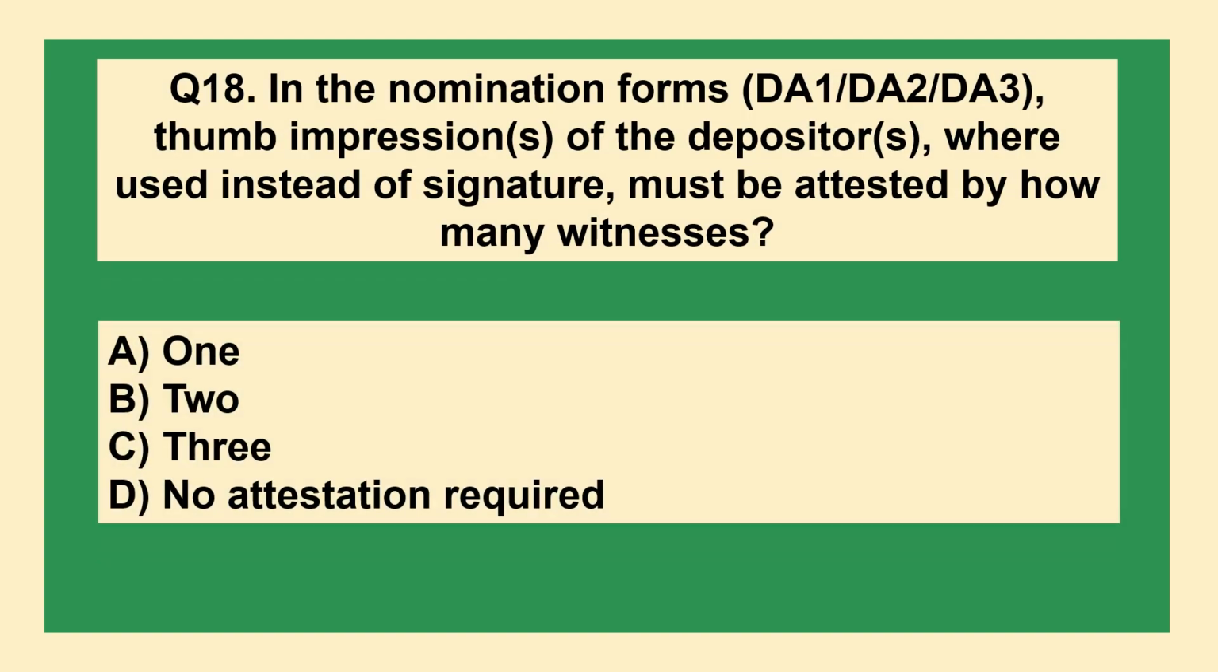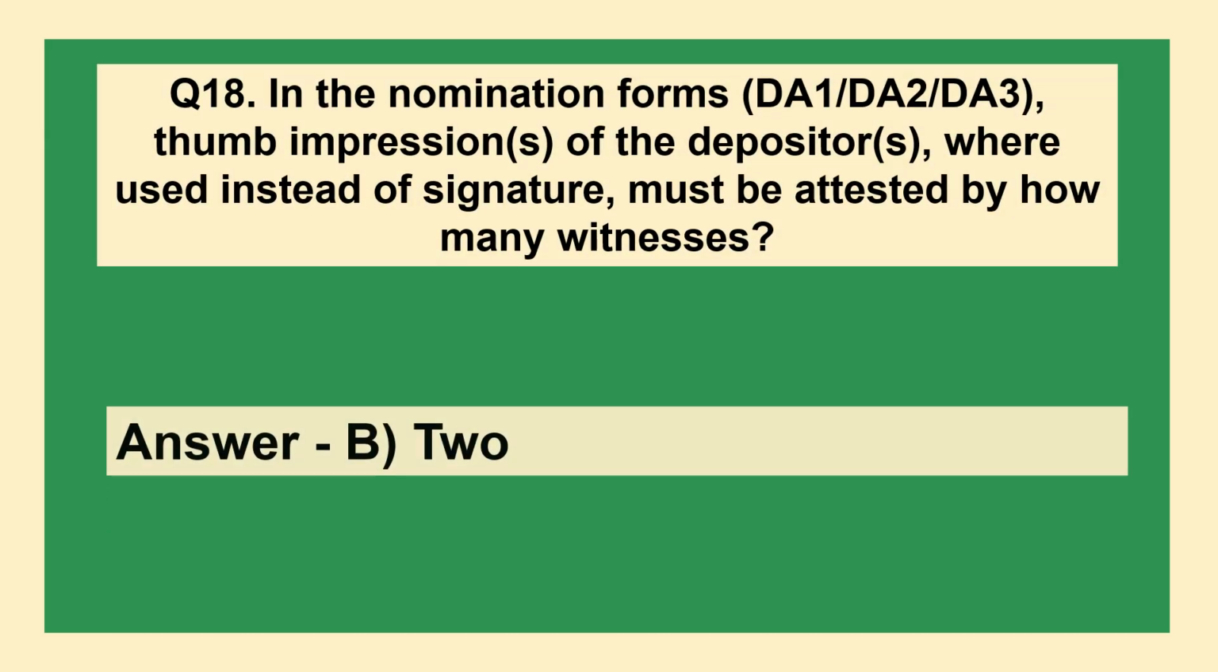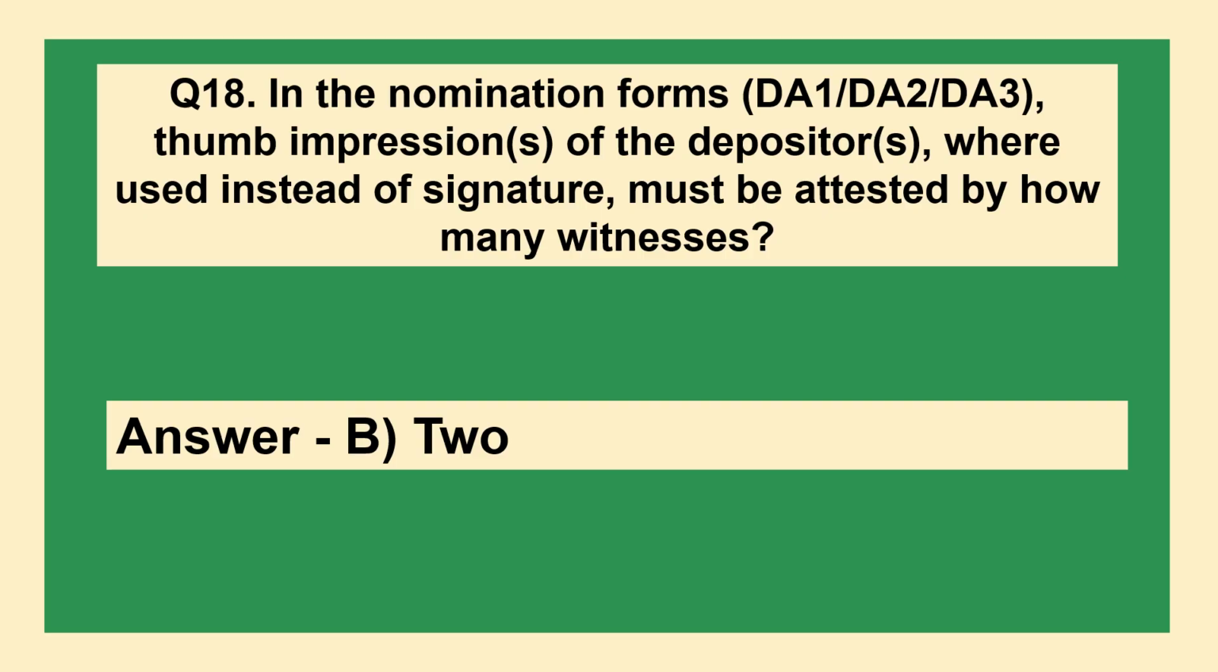Question. In the nomination forms DA1, DA2, DA3, if thumb impressions of the depositors are used instead of signature, they must be attested by how many witnesses? Option A, 1. Option B, 2. Option C, 3. Option D, no attestation required. Correct answer is option B, 2.